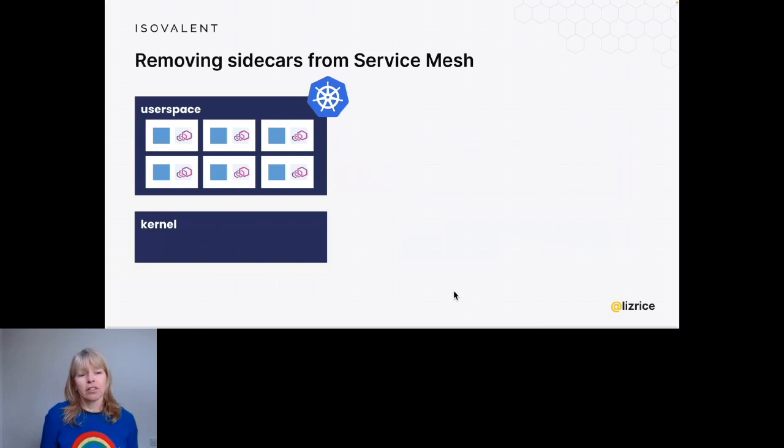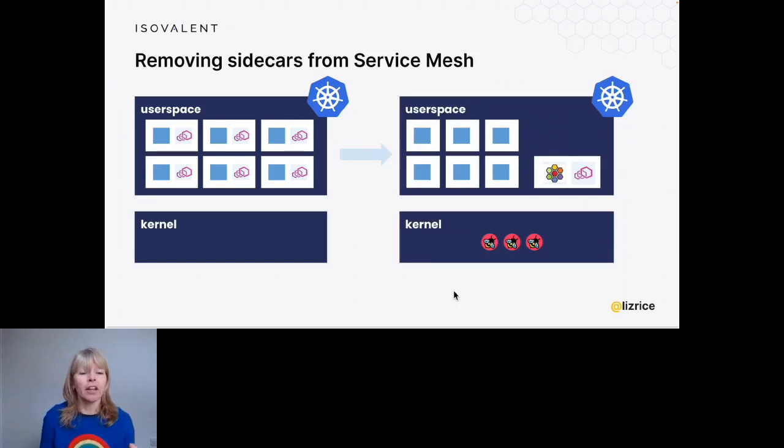This allows us to remove proxy sidecars from service mesh. So the traditional model for service mesh is to have a proxy container running inside every application pod. Just about a year ago, we introduced Cilium Service Mesh, which still has a proxy, still uses Envoy, in fact, as the proxy component. But rather than having one instance in every single pod, we can have a single instance per node, per host, and connect the network stack via that proxy when necessary using eBPF.